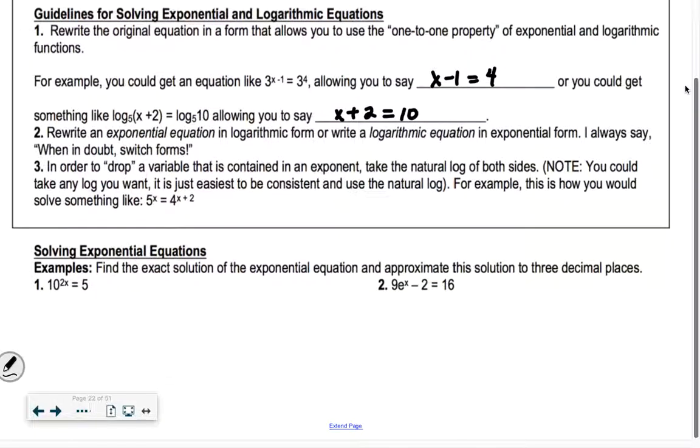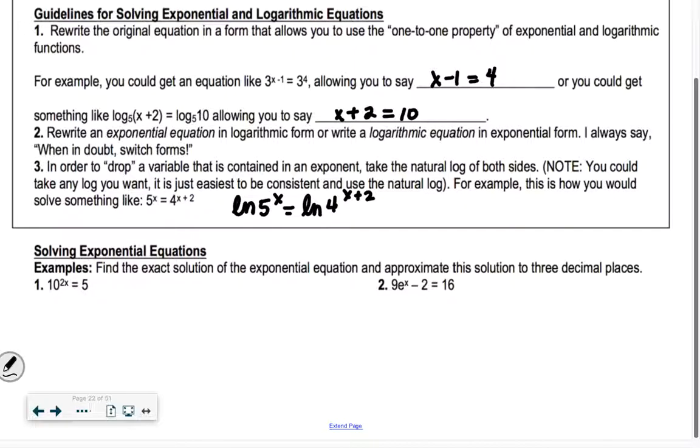Number 3, in order to drop a variable that's contained in an exponent, we need some kind of logarithm. So we can take the natural log of both sides or log base 10 of both sides. You can really take any log that you want. For example, if you have 5 to the x equals 4 to the x plus 2, you would have to solve that by taking some kind of log on both sides. I would just take the natural log of both sides: natural log of 5 to the x, natural log of 4 to the x plus 2.